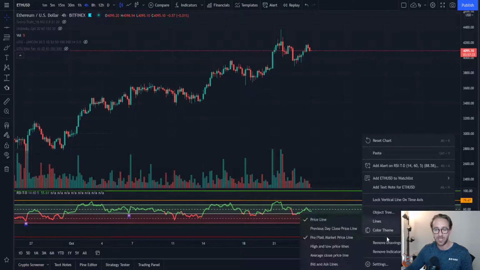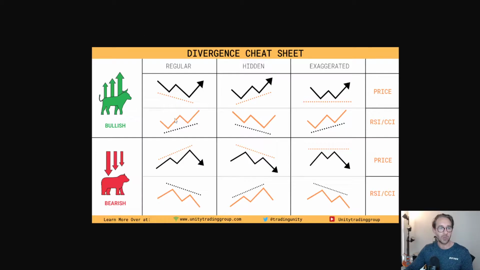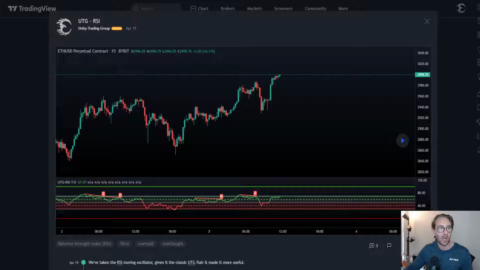A really handy little tip there. We've got divergences: bullish divergences when our RSI is making higher highs and our price action is making lower lows. Bearish, price action making higher highs and RSI making lower lows. You can download this free cheat sheet from the guide that I will put in the link below as well. And you can find this over at our UTG TradingView account.